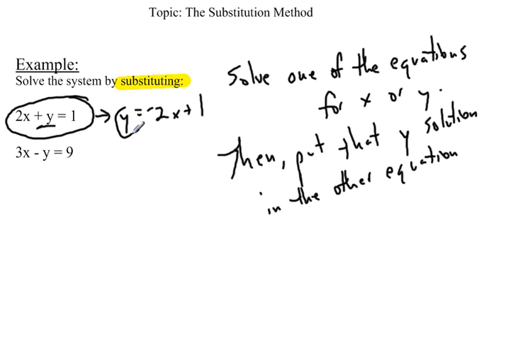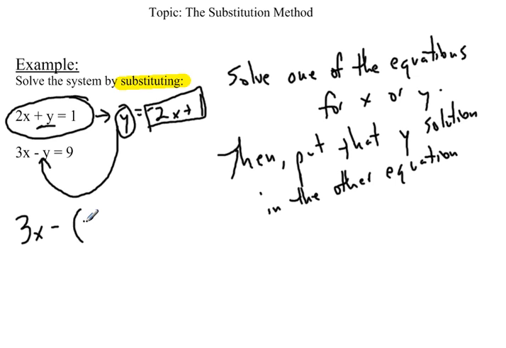So instead of having y equals this, I'm going to replace that y with this. So here's what that looks like. Once I've converted this over, I'm going to put 3x minus, and in place of y, I'm going to put negative 2x plus 1, equals 9.